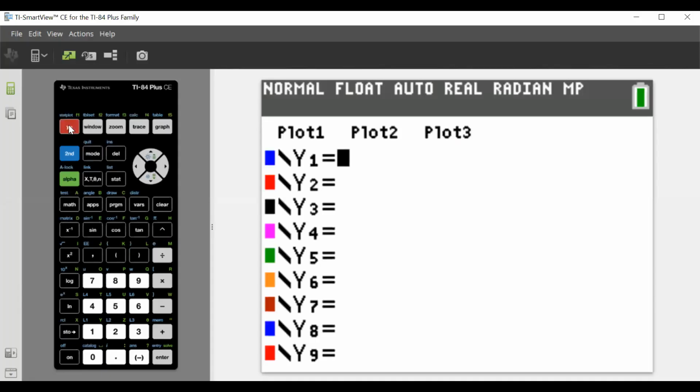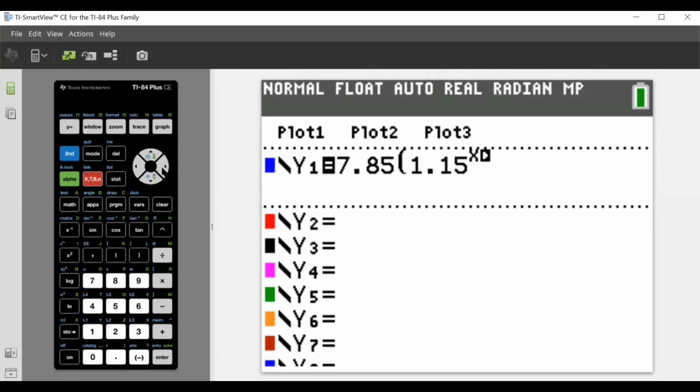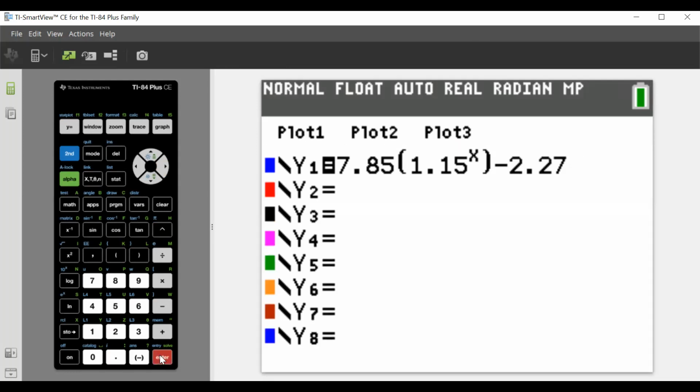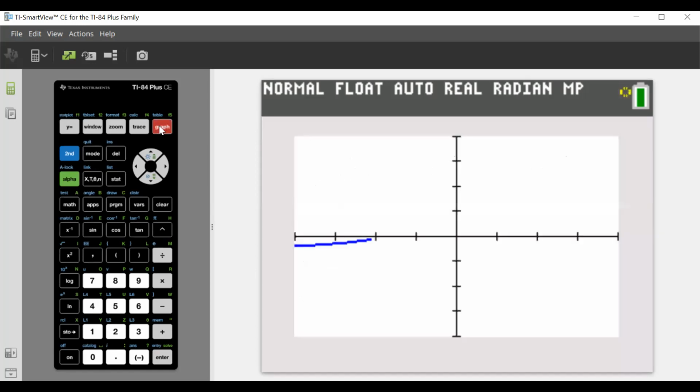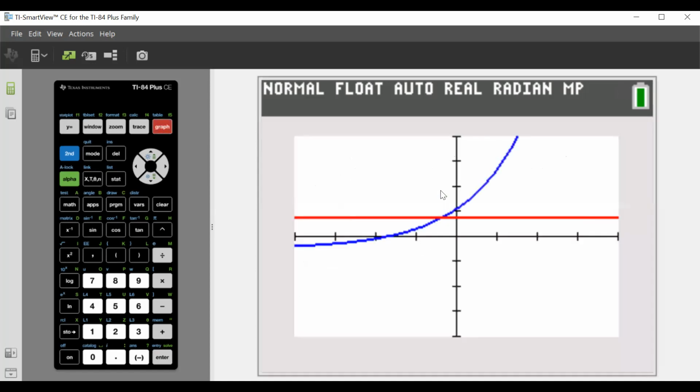All right, so we go here, and it said for y1, plot our actual function. So that was the 7.85, and then it was times 1.15, and that was to the x. And then that was minus 2.27. So that was our first part. And it says set that equal to 4, y equals 4, and then graph it. Okay, well, we got lucky. It's actually on the graph, so we're good.